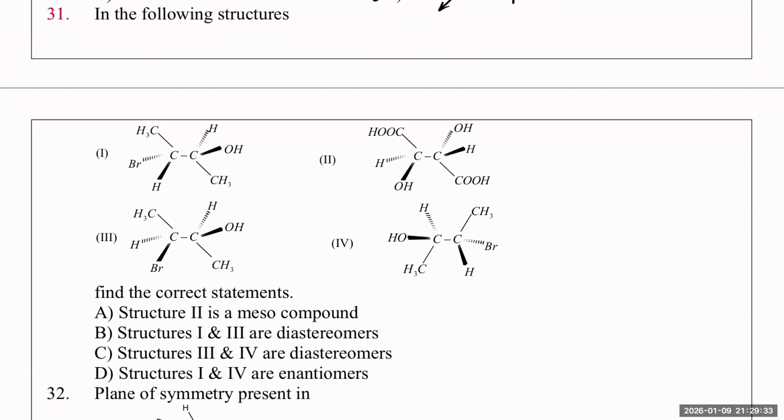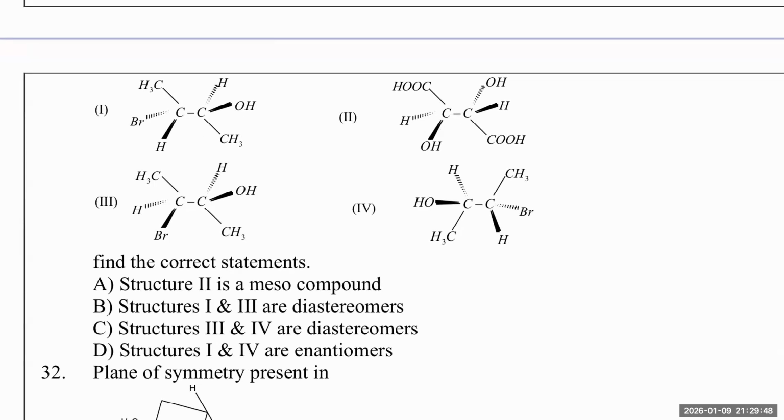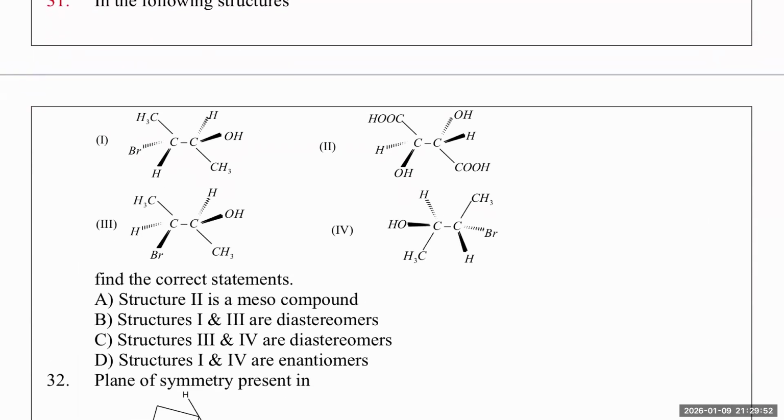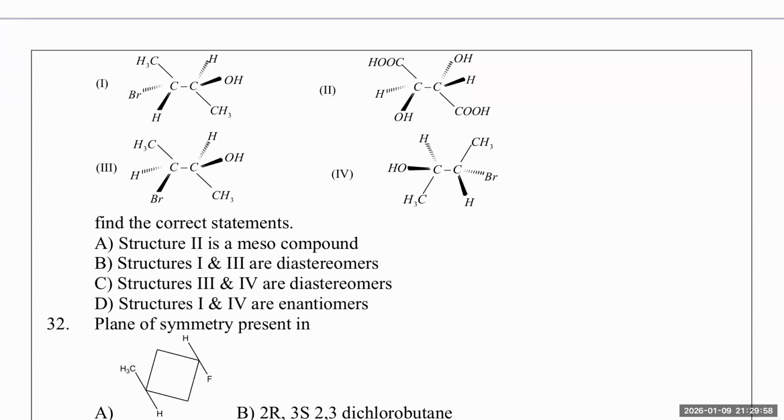Next. In the following structure, find the correct statements. Statement 2 is a mesoform. Structures 1 and 2 are diastereomers. 3 and 4 are diastereomers, or 1 and 4 are enantiomers. Just now I told you the technique. What to use? We can just simply use the Sawhorse projections and resolve these kinds of cases. So let me do that here.